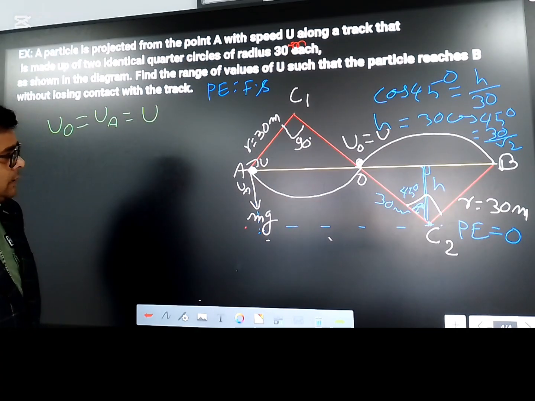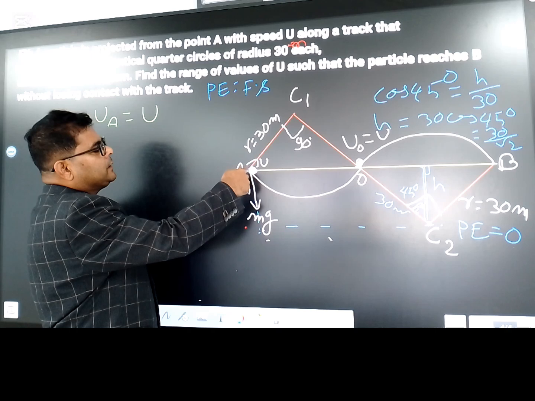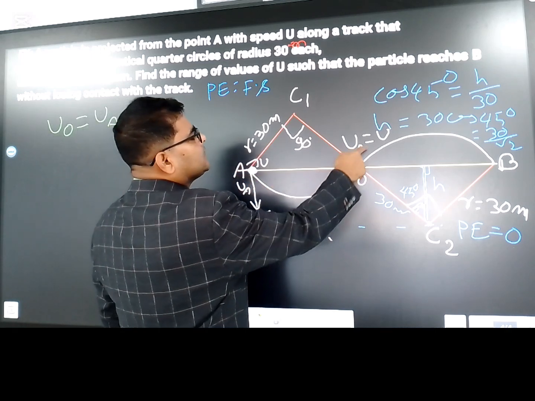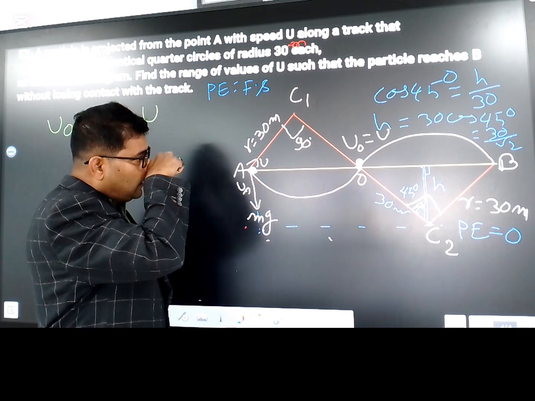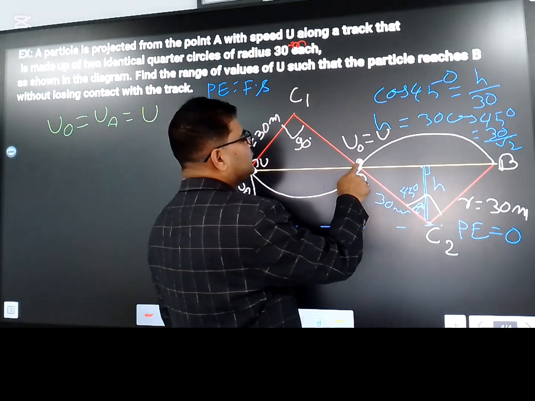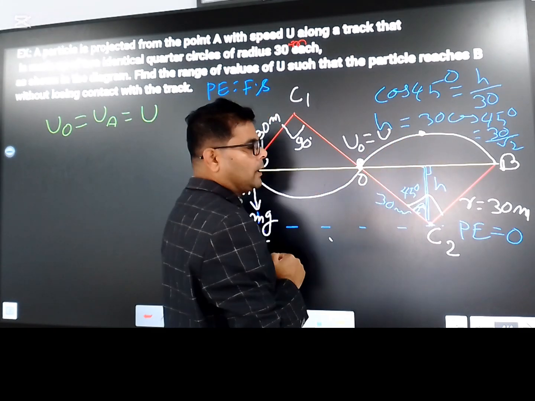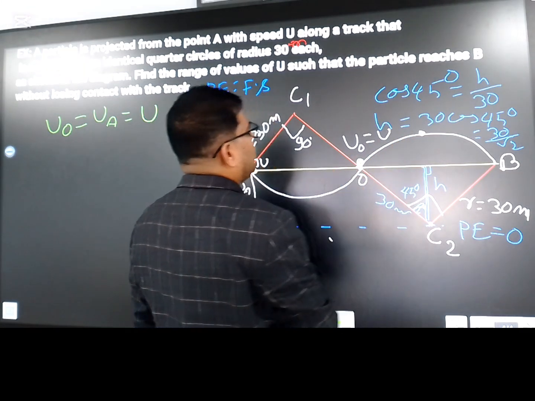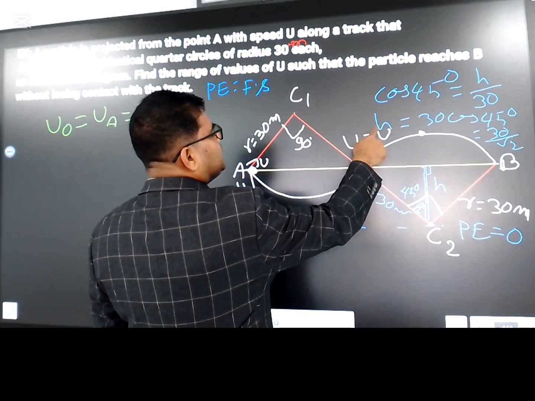So what did we see here? The velocity, or the speed by which the particle is projected at this point, had the same speed at point O. Now let's talk about point O and the top of this track. So at this point, what happens? At this point, again, the speed is u.